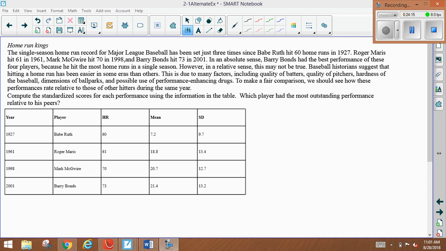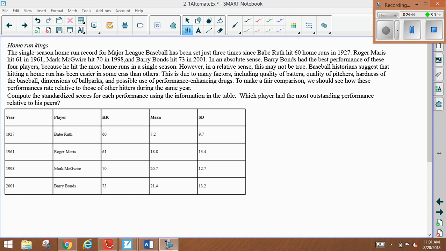Times have changed. So you would want to say comparatively, how did they do compared to everyone else in the league at that point in time? It might not be that great. If tons of people are hitting home runs, then it's not that big of a deal to hit 73. But if it was harder to hit a home run in 1927 when Babe Ruth was doing it, then maybe that's a better measure, right? So let's look at this.